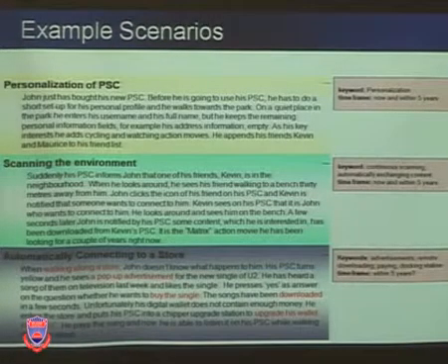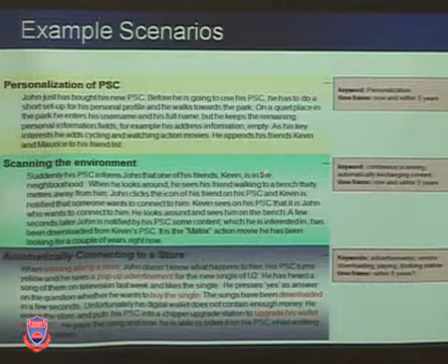For that we had some example scenarios. Example scenarios were defined to grasp the problem, typically at the architecture requirements analysis. This is an example, personalization of PSC. So John just has bought his new PSC, the personal storage container. It's the intelligent device. Before he is going to use his PSC, he has to do a short setup for his personal profile, and he walks towards the park.